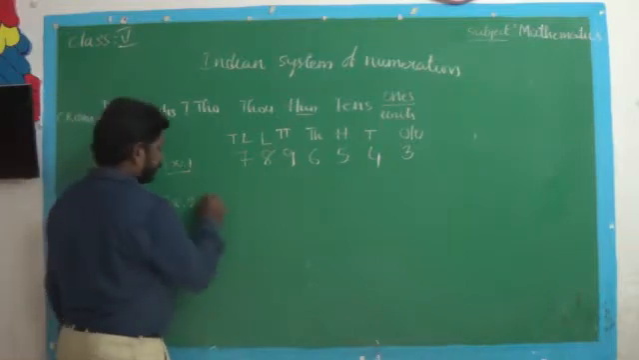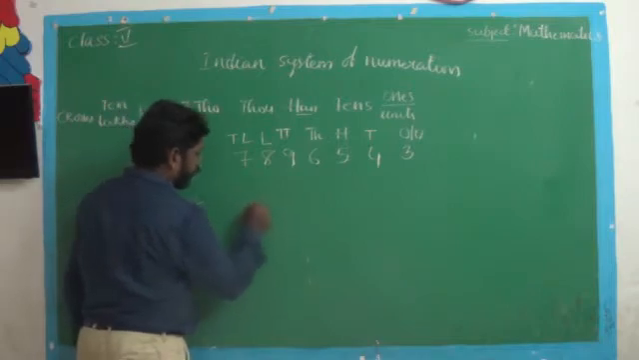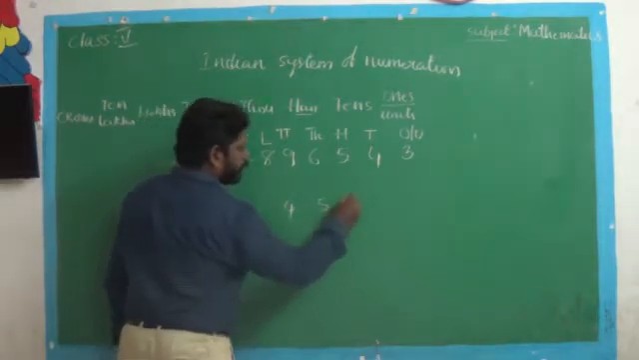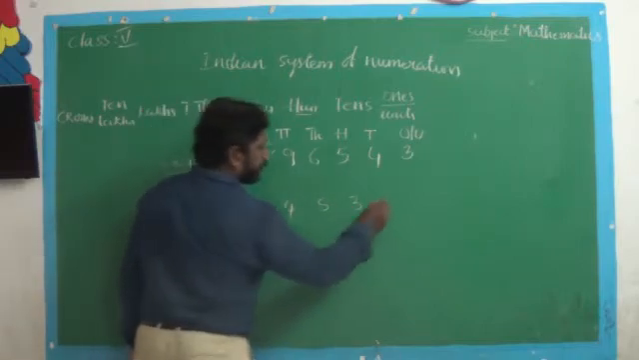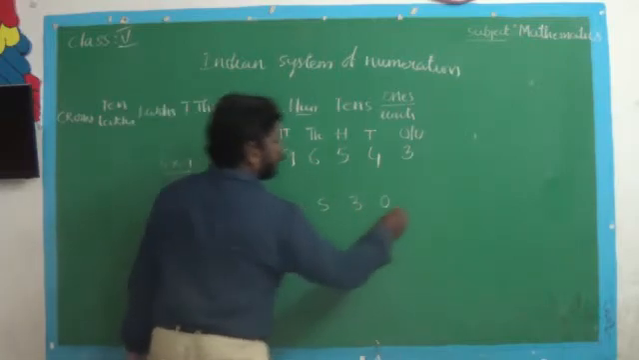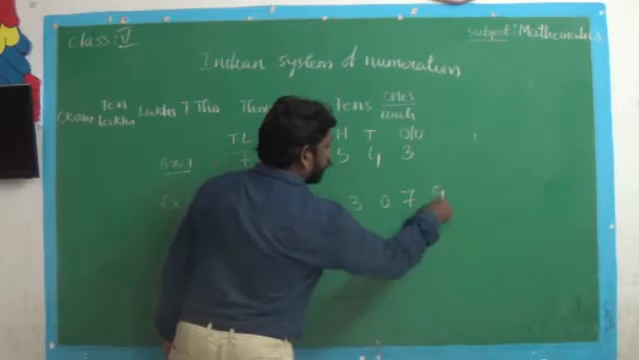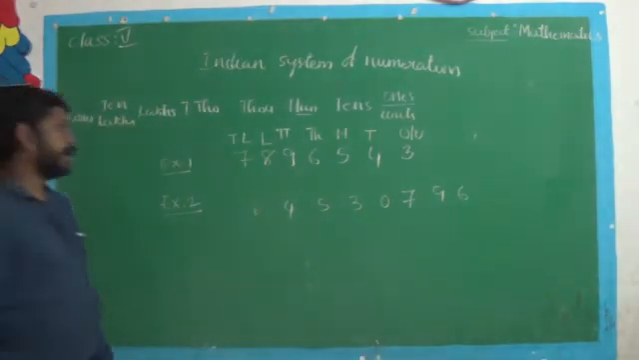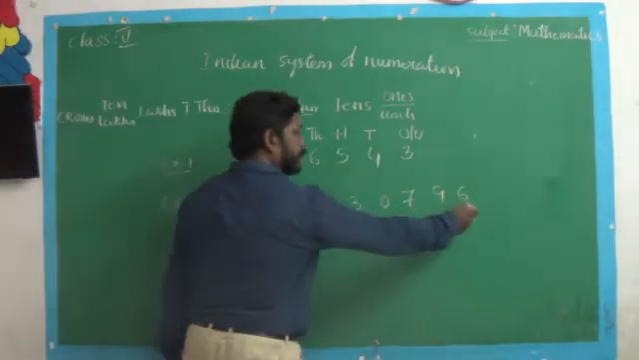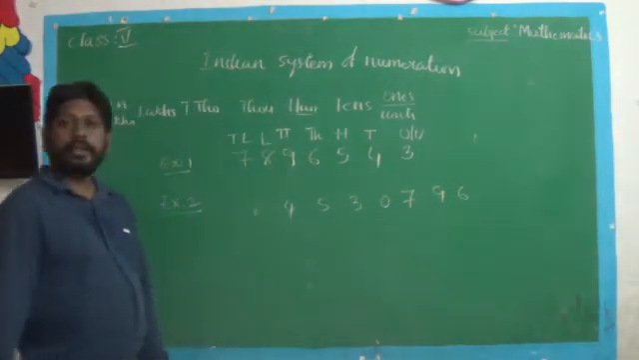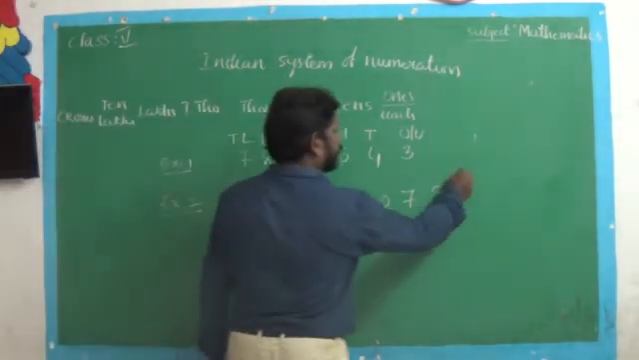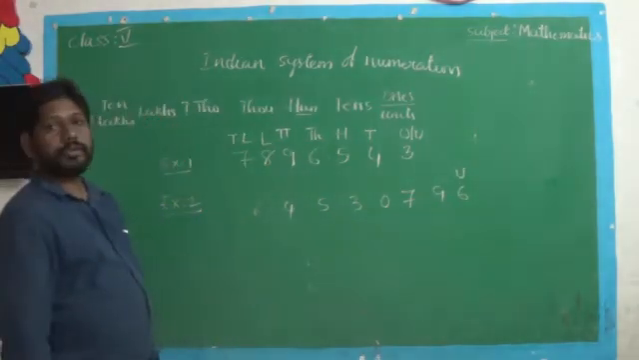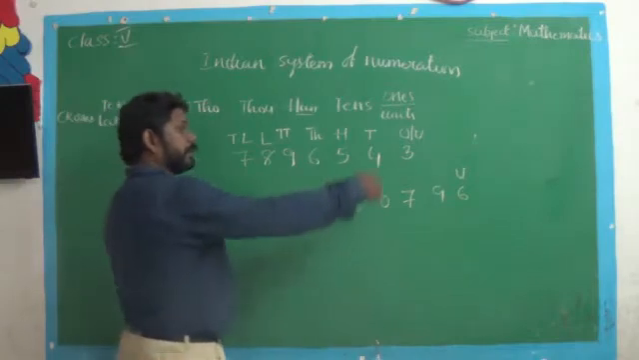Take one more number: 8, 4, 5, 3, 0, 7, 9, 6. Again, as the basic part, we should come from the backward of the number. 6 is in units place. While I am asking the question, you should recite in your mind. 6 is in units place.